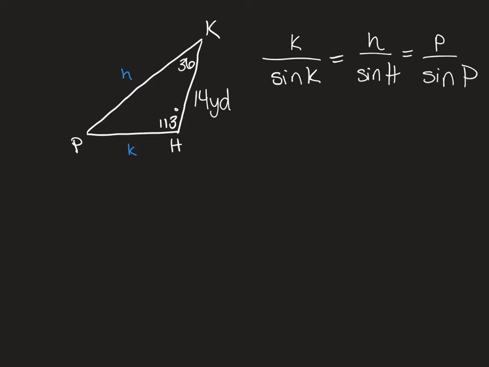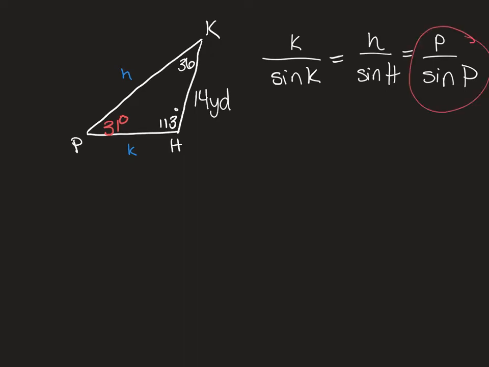Oh my gosh. Okay, so to find that first angle, you're going to do 180 minus 36 minus 113 to get that our other angle here is 31 degrees. Did we get that? Yeah, I did that right. Okay, so that's a good start. So then now we need to find our other two sides. So we have side P, and now we have angle P.